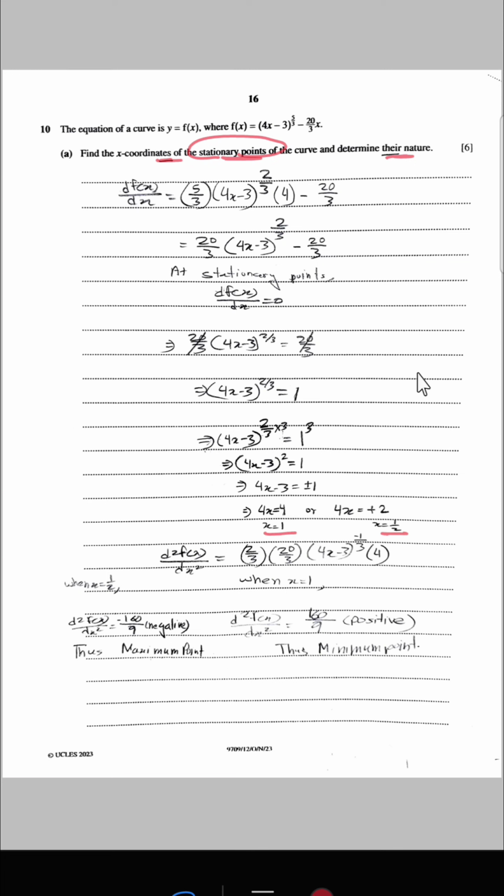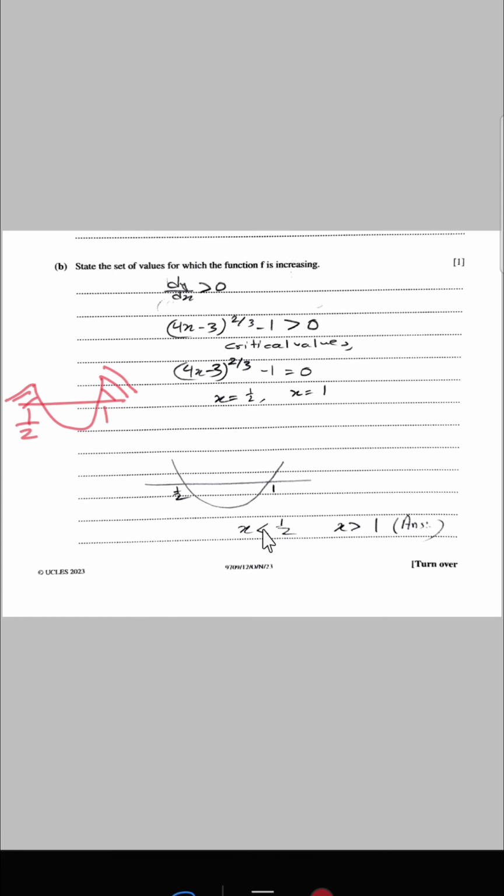And as we can see for f of x, the term is positive, so we would have a minimum point. At the minimum point, the coordinates are 1 by 2 and 1. Since it is greater than 0, we have to select the regions that are greater than 0, that means this region and this region. So x is less than 1 by 2, that means this region, and x is greater than 1.